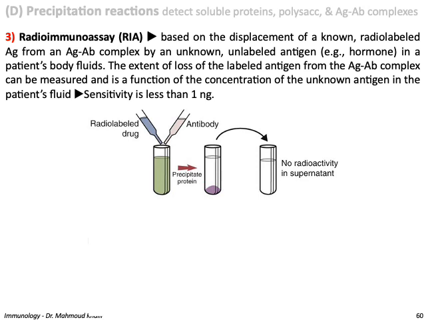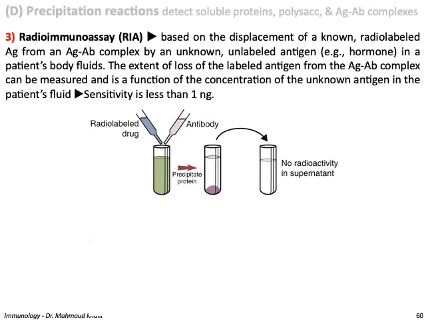Third type is radioimmunoassay, RIA. It is based on the displacement of known radiolabeled antigen from an antigen-antibody complex by unknown unlabeled antigen, like a hormone, in a patient's body fluid. The extent of loss of the labeled antigen from this complex can be measured and is a function of the concentration of the unknown antigen in the patient's fluid. Its sensitivity is less than 1 nanogram.